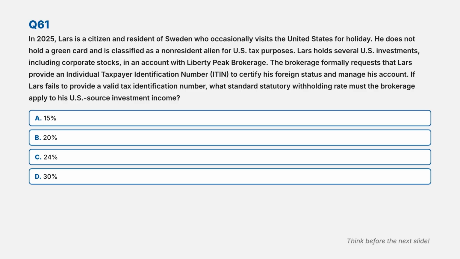The brokerage formally requests that Lars provide an individual taxpayer identification number, ITIN, to certify his foreign status and manage his account. If Lars fails to provide a valid tax identification number, what standard statutory withholding rate must the brokerage apply to his US source investment income? A, 15%. B, 20%. C, 24%. D, 30%.